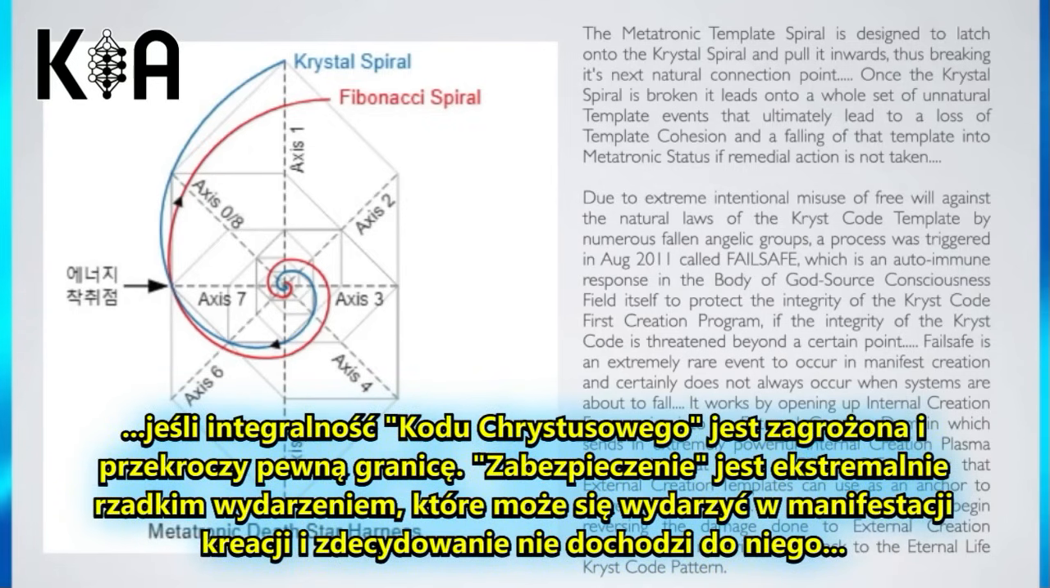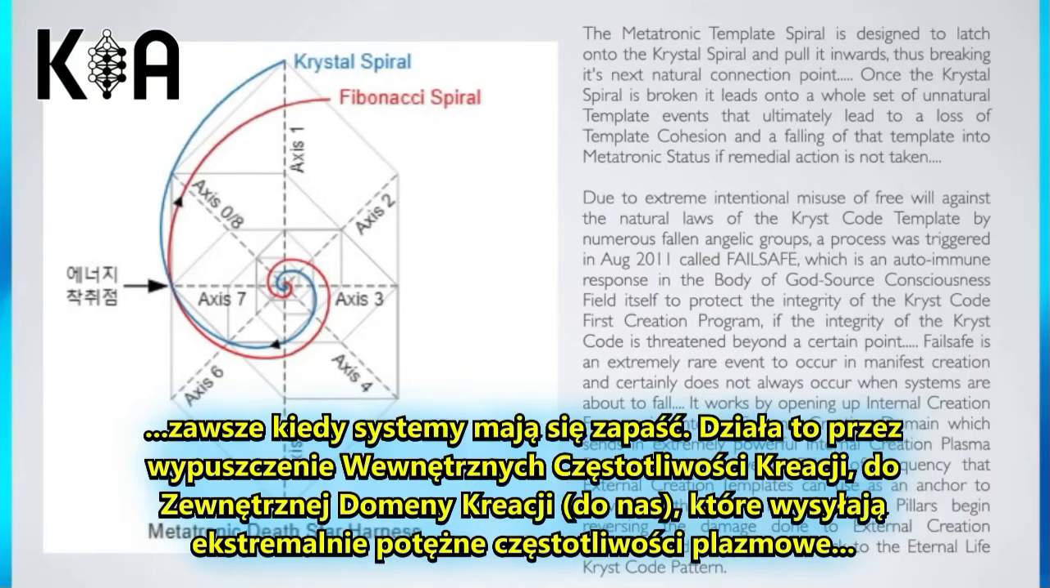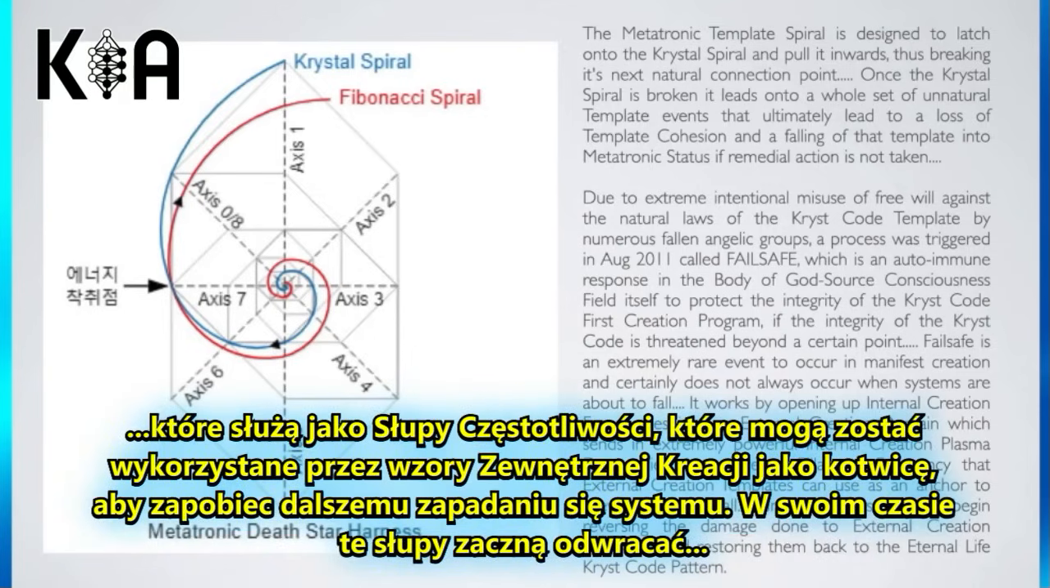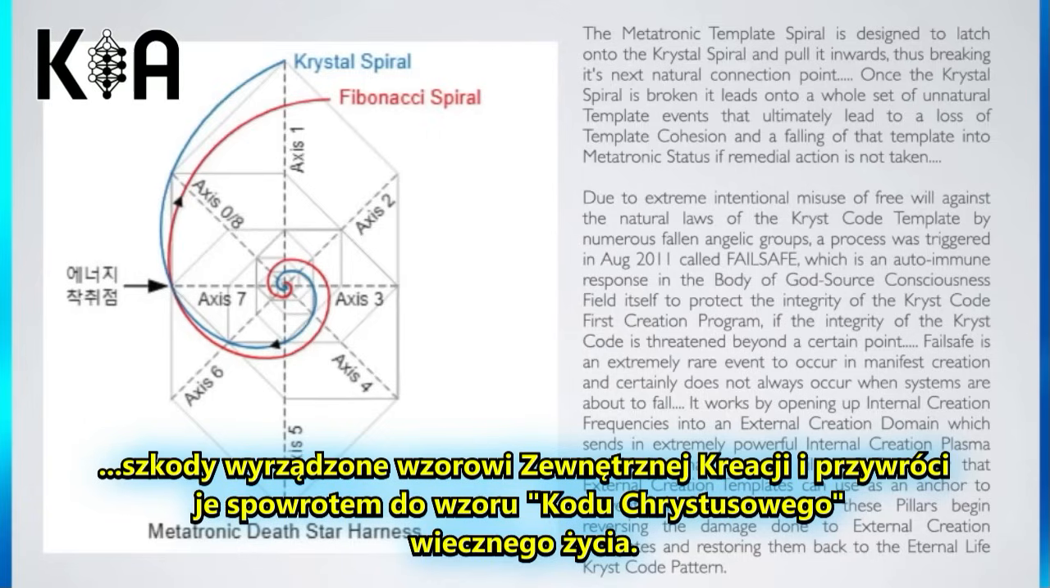Failsafe is an extremely rare event to occur in manifest creation and certainly does not always occur when systems are about to fall. It works by opening up internal creation frequencies into an external creation domain, which is where we are, which sends in extremely powerful internal creation plasma frequencies that serve as pillars of frequency that external creation templates can use as an anchor to prevent further fall. In time, these pillars begin reversing the damage done to external creation templates and restoring them back to the eternal life Christ code pattern.